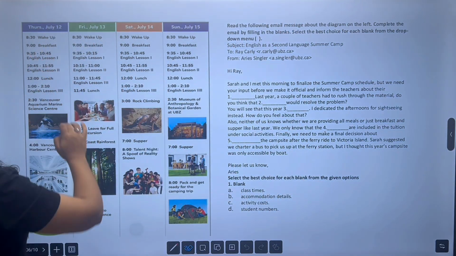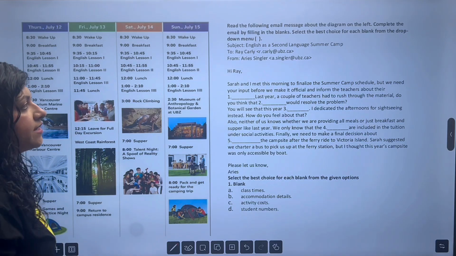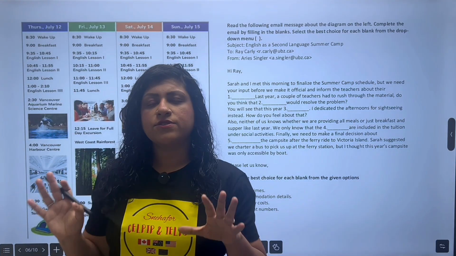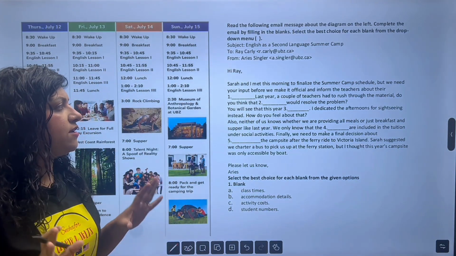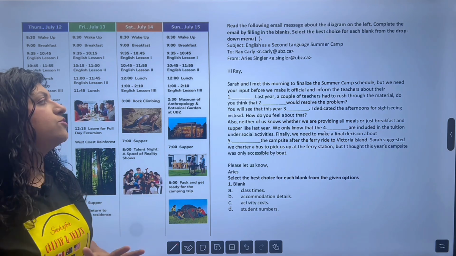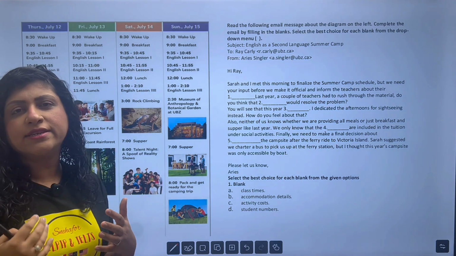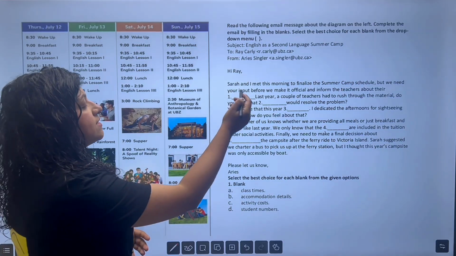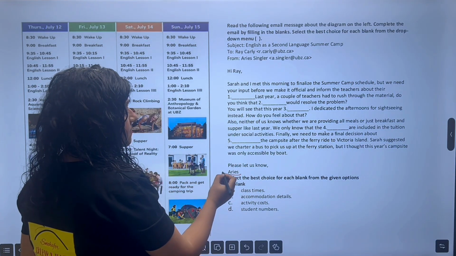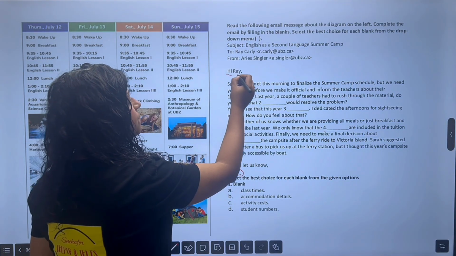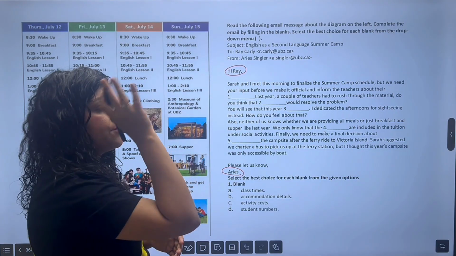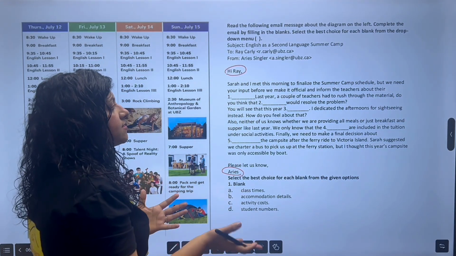Alright, so talking about the text. As soon as you see this text on the screen for part 2, what you're going to do is just try to understand who is writing the email to whom. So as you can see, Aries is writing this to Ray. Ray is the receiver, Aries is the sender.